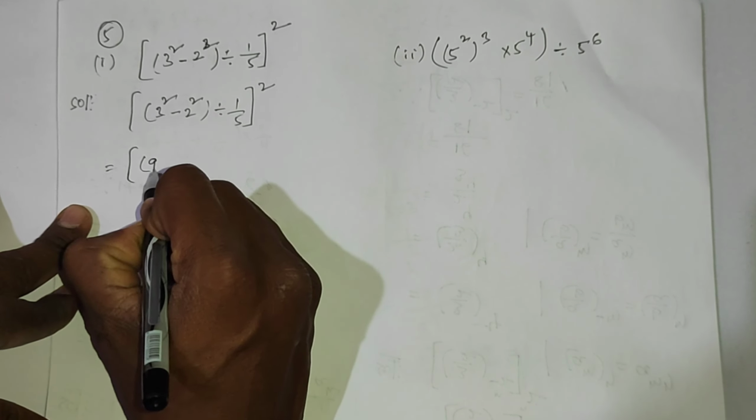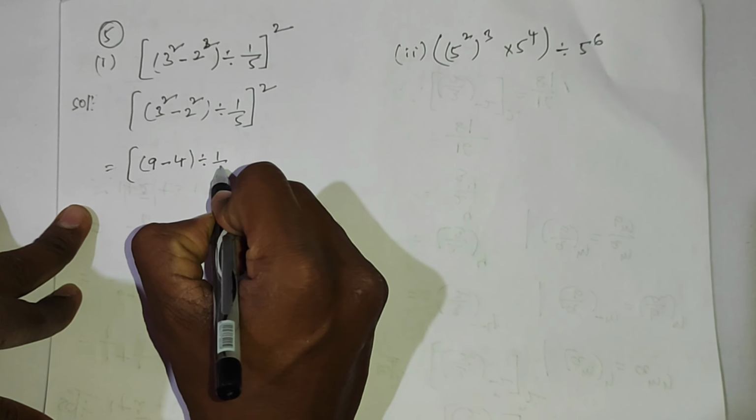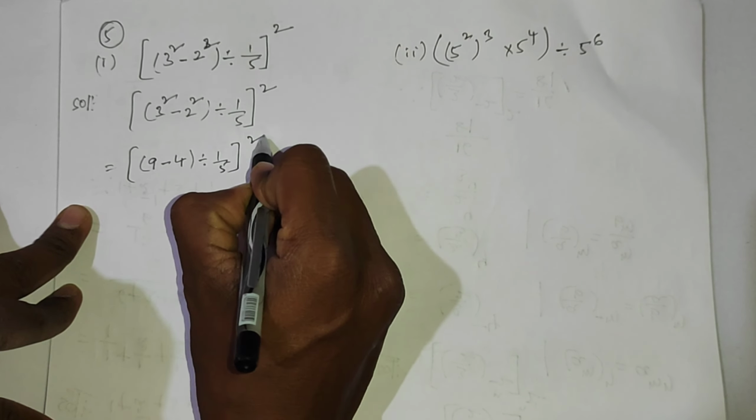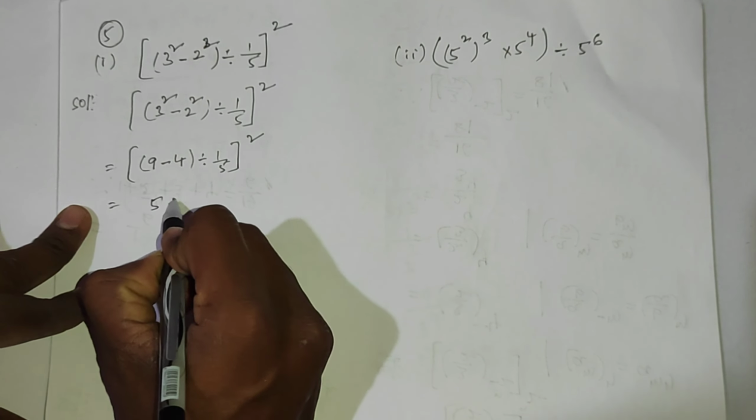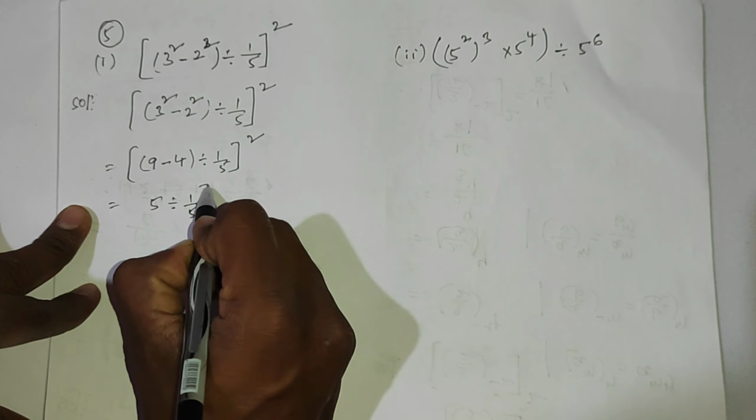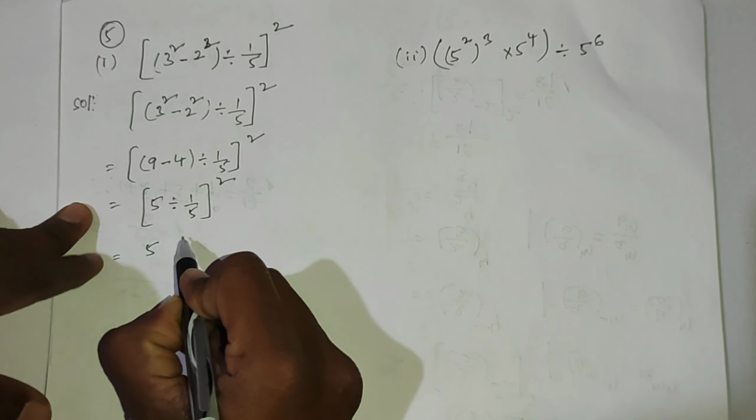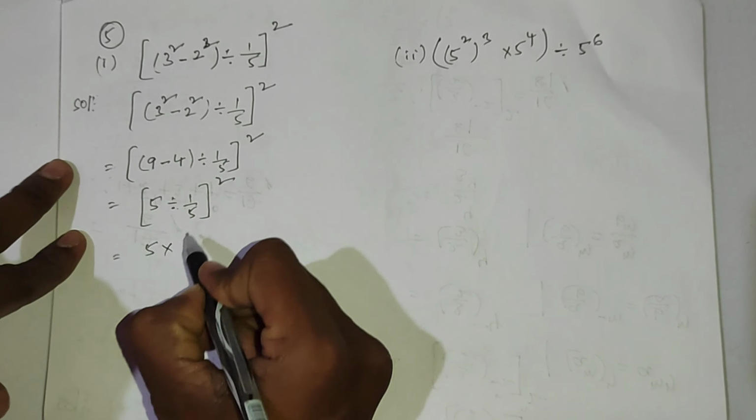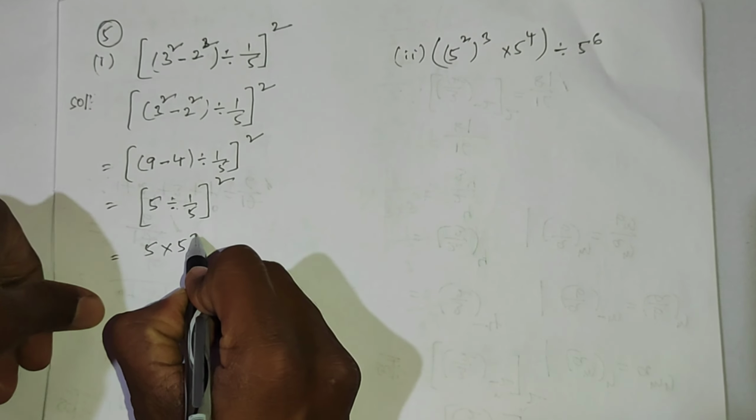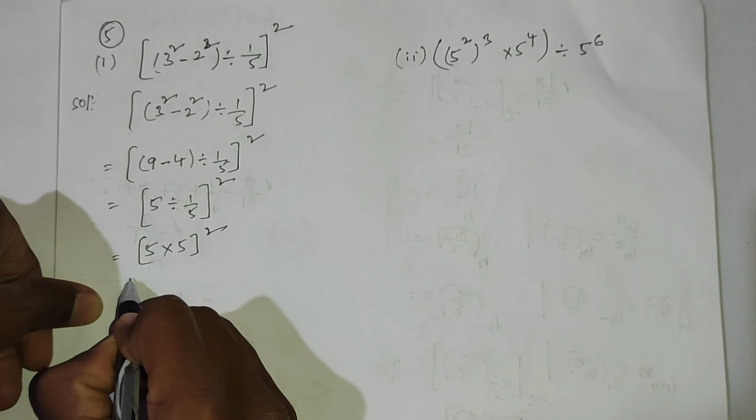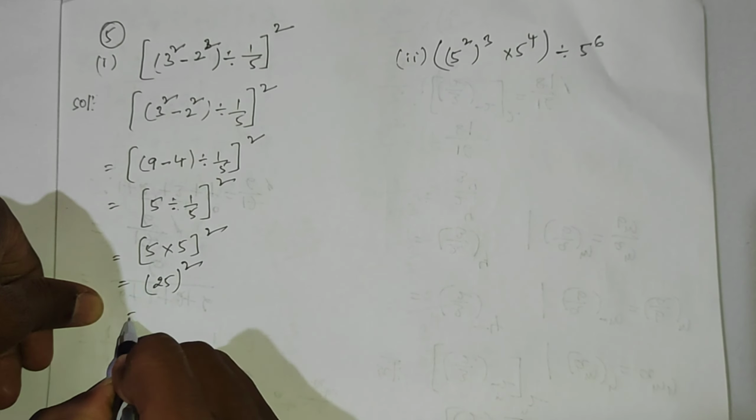3² means 9, minus 2² means 4, divided by (1/5)². Then clearly 9 minus 4 is 5, divided by (1/5)². Division becomes multiplication when the fraction becomes a reciprocal. So 1/5 becomes 5, and the whole square. Now clearly we know 5 into 5 is 25, so it is nothing but 25².